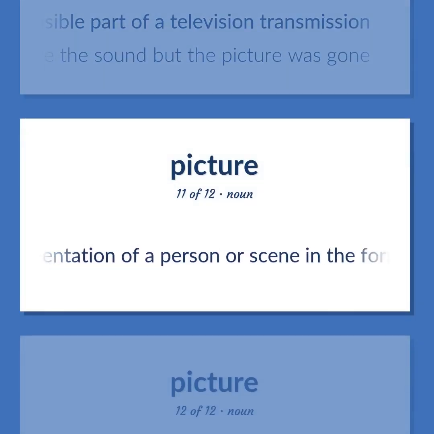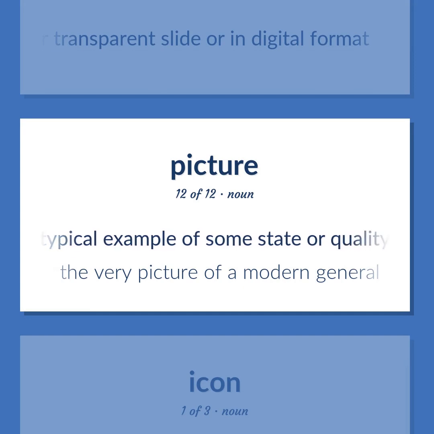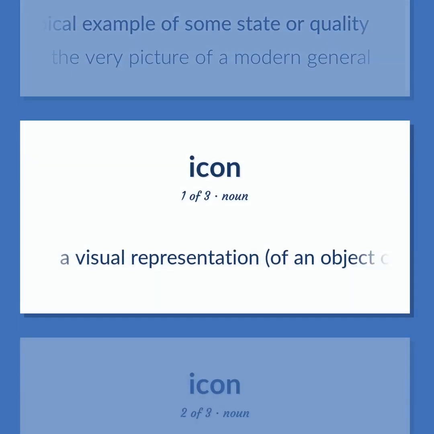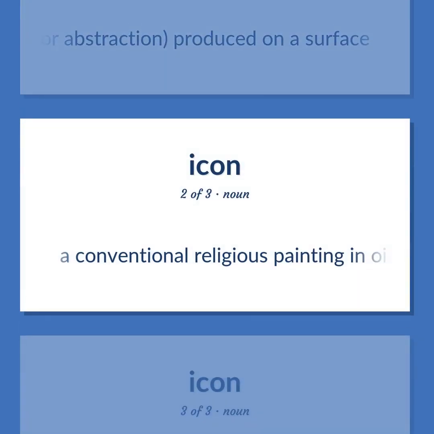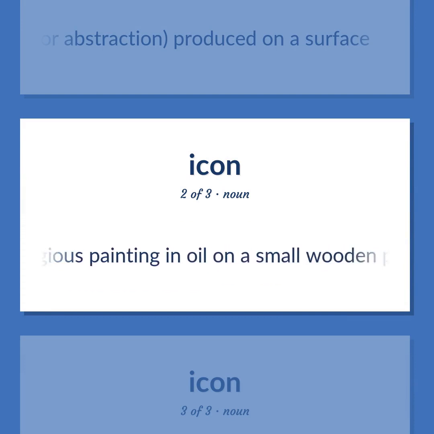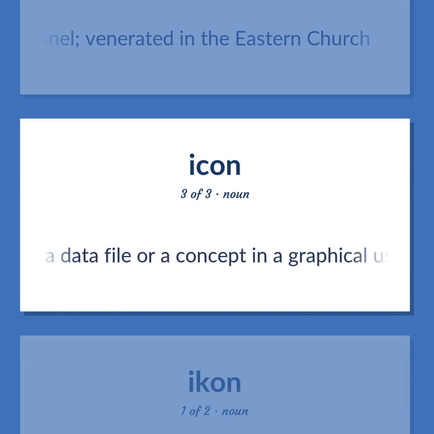A representation of a person or scene in the form of a print or transparent slide or in digital format. A typical example of some state or quality. The very picture of a modern general. A visual representation of an object or scene or person or abstraction, produced on a surface. A conventional religious painting in oil on a small wooden panel, venerated in the Eastern Church. Computer science: a graphic symbol, usually a simple picture, that denotes a program or a command or a data file or a concept in a graphical user interface.